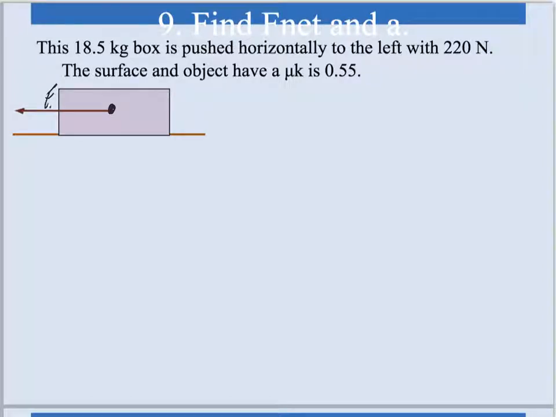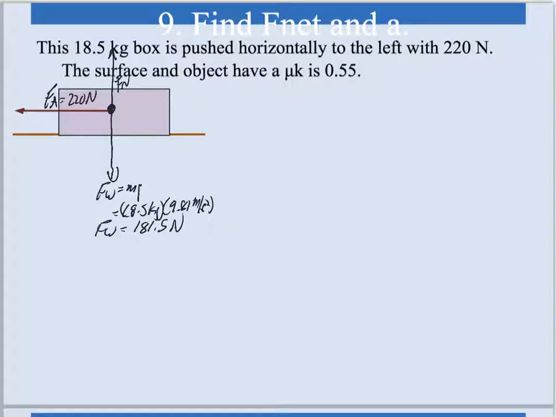So that would be our FA, 220 newtons. We know we're going to have a weight vector. That's FW, and it would be mg, right? So let's go ahead and calculate that real fast, mg. We know that's going to be 18.5 kilograms times 9.81 meters per second squared. So we know that our FW is 181.5 newtons. We know our normal force is going to be going up this way.